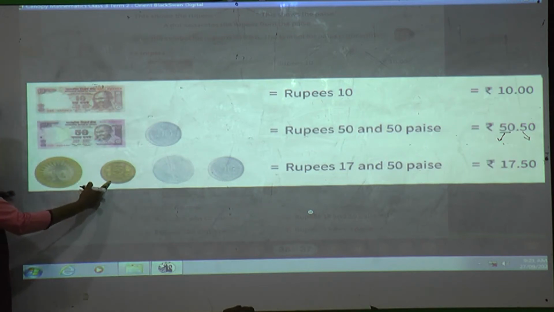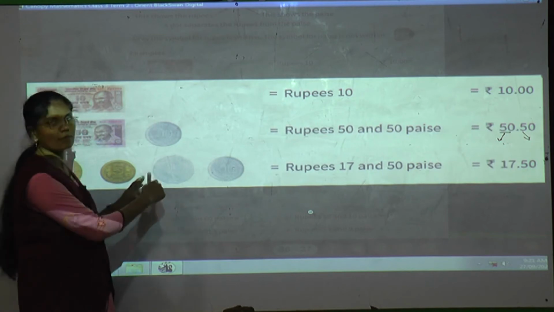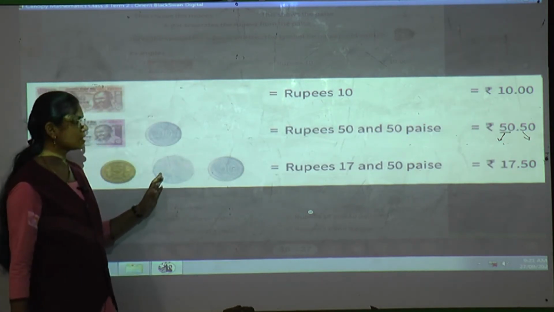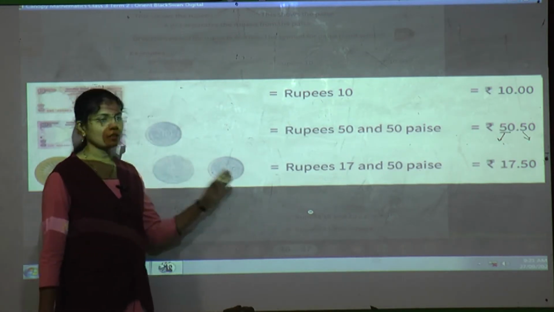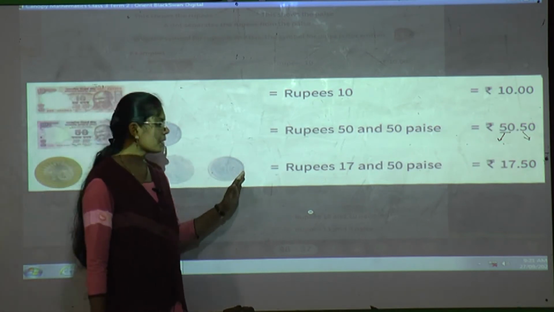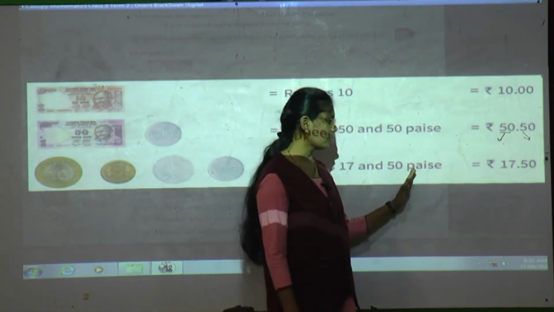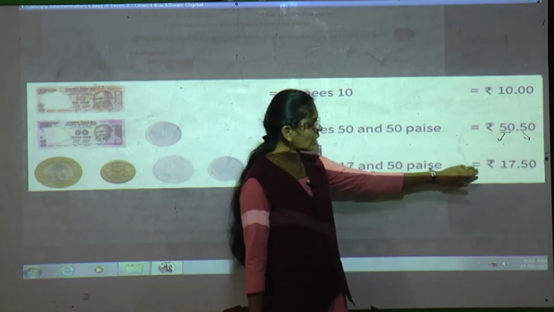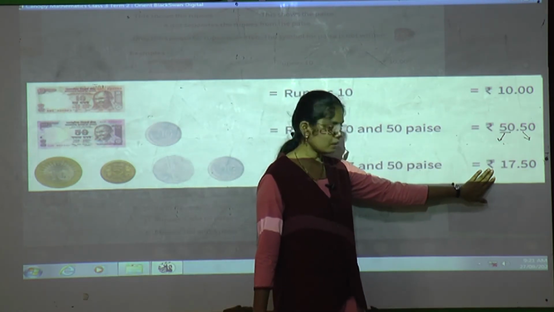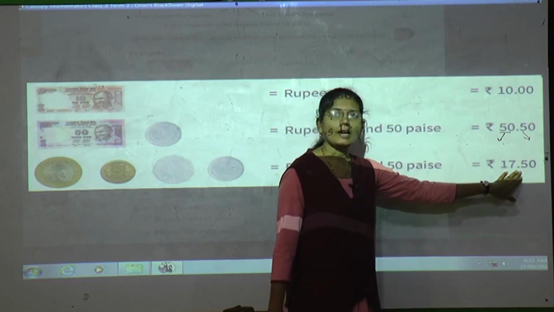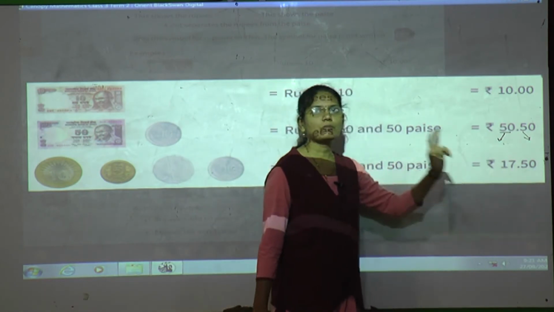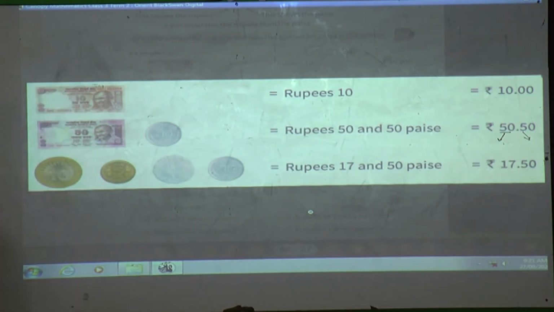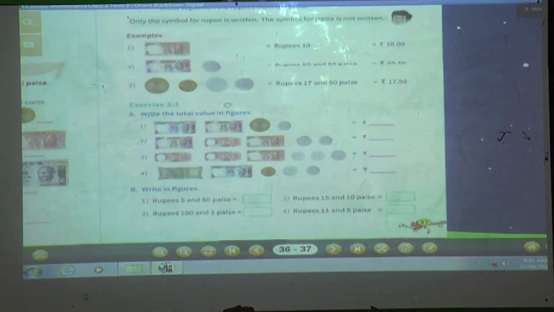10 plus 5, 15 plus 2, 17, means here rupees 17 and 50 paise. So here you can read rupees 17 and 50 paise. In another way, how will you write this? This is the symbol for rupee, rupees 17.50. 50 paisa means 0.50. This 0.50 means what? 50 paise. Clear this? Okay. Now we'll move to the exercise 3.1.